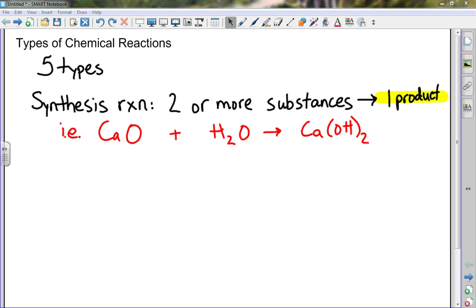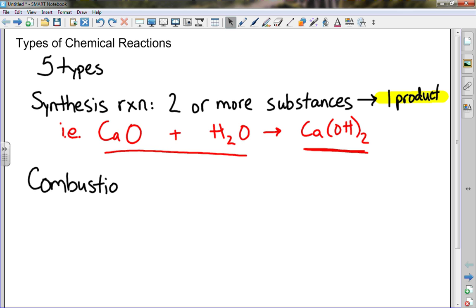So here we have again 2 reactants making one product. Okay, so that's the first kind of reaction, which is a synthesis reaction. The next type of reaction that I'm going to show you is usually the favorite of my students. It's what's called a combustion reaction.